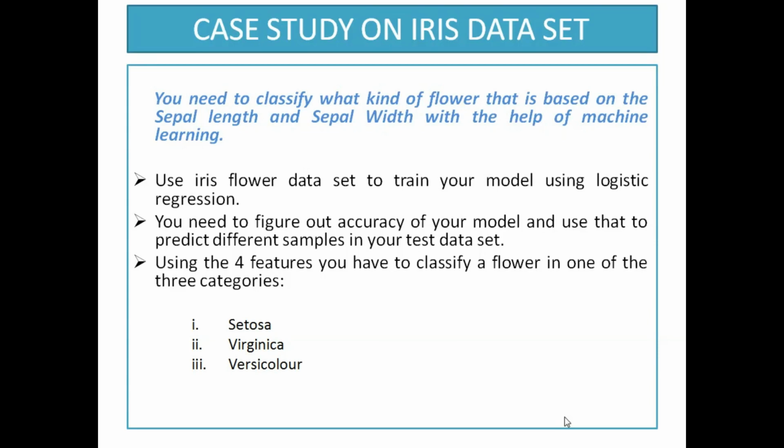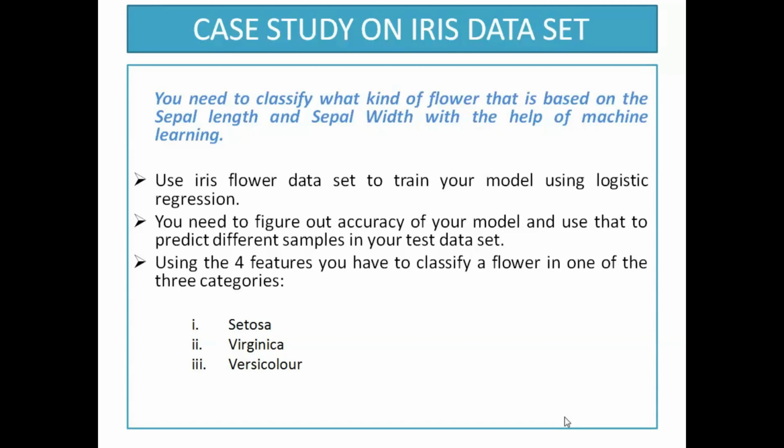So suppose I have chosen logistic regression. Okay, so the first step is to use your Iris flower data set to train your model, which I have chosen here, for example, logistic regression. Now, you need to figure out the accuracy of your model and use that to predict different samples in your test data set. Okay, training data set is there, test data set is there. So you have to figure out the accuracy first of all of your model and use that to predict different samples in your test data set.